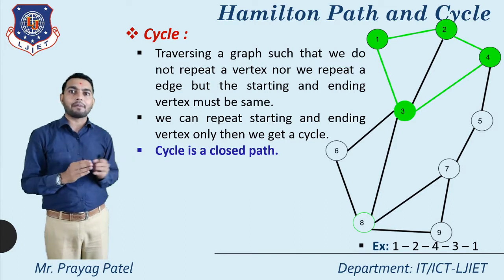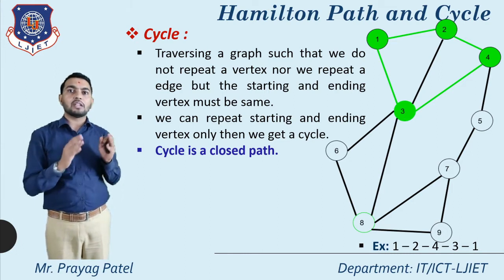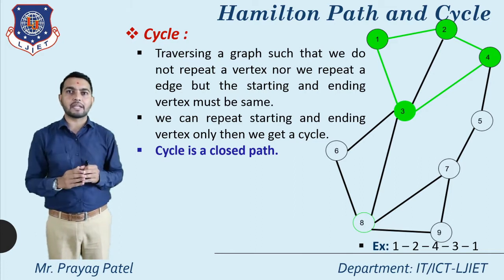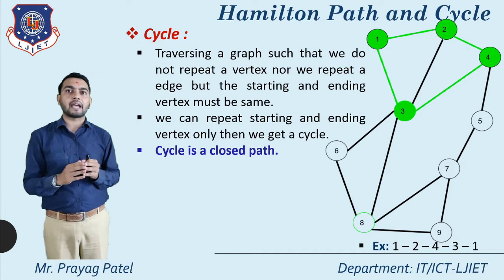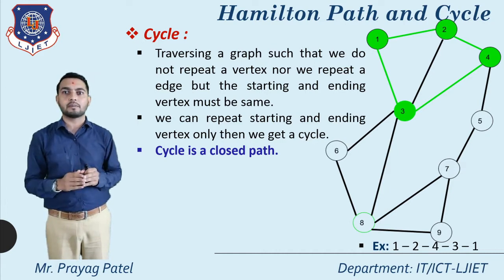So in this graph the 5 nodes 6, 8, 7, 5 and 9 are not covered. So this is considered a cycle only, not a Hamilton cycle, because in a Hamilton cycle we have to compulsorily cover each and every node.